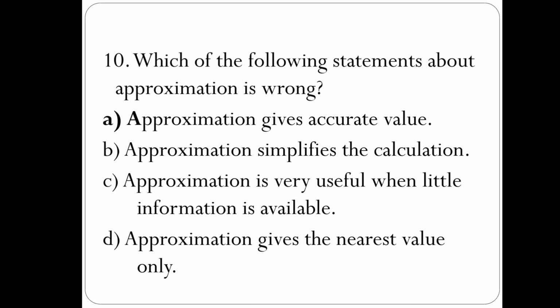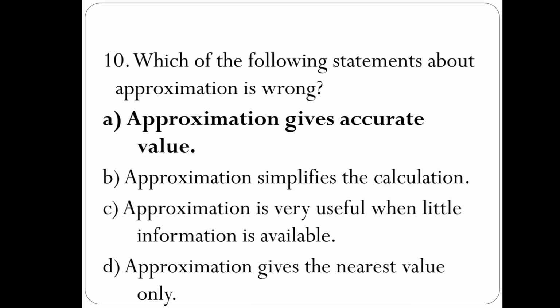So in these options, which one is the wrong statement? They have asked the question, which statement about approximation is wrong? So it is option A, approximation gives accurate value. Approximation doesn't give accurate value, so it is the answer. Approximation gives accurate value.